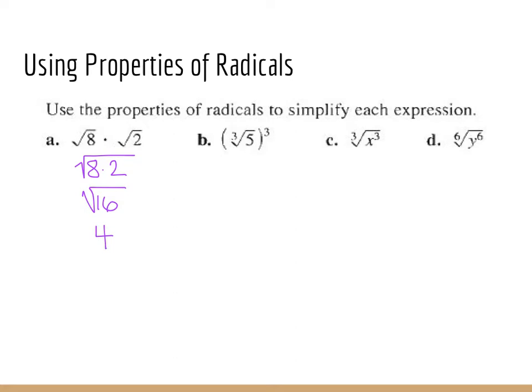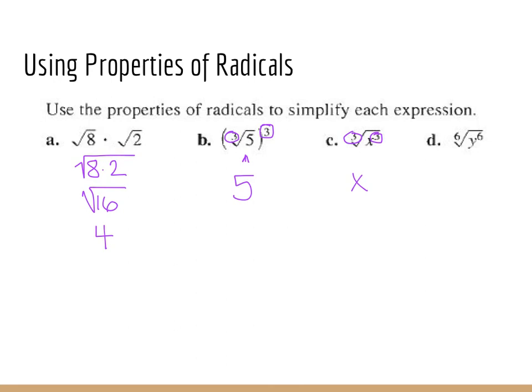In B, we have the cubed root of 5 cubed. Remember, when our exponent and our index match, we are simply left with our radicand, so this is 5. A similar situation here. Our index is 3, our exponent is 3, so we are simply left with x.